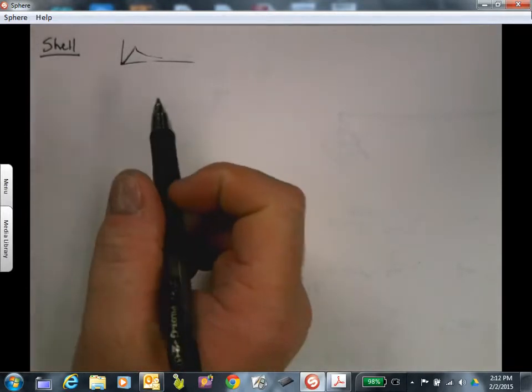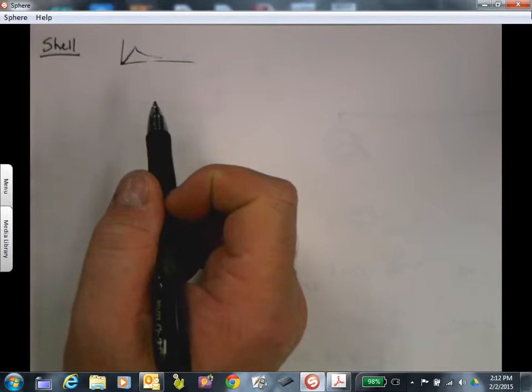But now we're going to talk about a shell. So we have a sphere, but it's only the outside of the sphere, and it is very thin. For our purposes, the shell is impossibly thin, like infinitely thin, because otherwise you start dealing with a difference in radii of the inner and outer thickness of the shell.